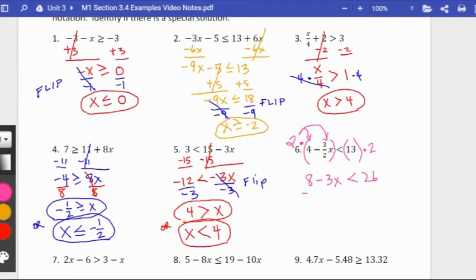I'm going to subtract 8 from both sides, and that leaves me minus 3x less than, what do we have here, 18. I'm going to divide by negative 3 on both sides, and because I'm dividing by a negative, I have to flip the sign, and I get x, flip the sign, greater than negative 6.